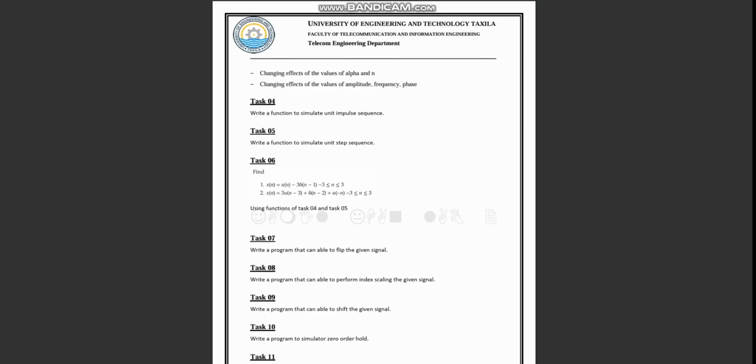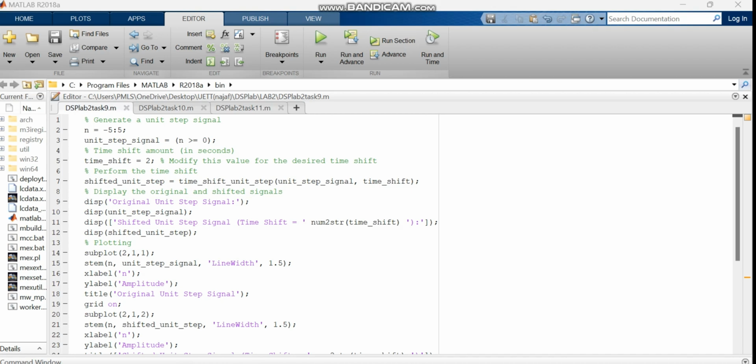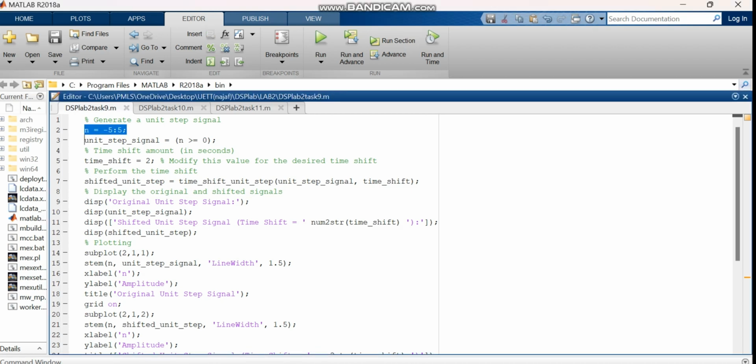In task number 9, we have been asked to write a program that is able to shift the given signal. Here in the code, the range for the unit step signal is from -5 to 5 and the factor by which we are time shifting the signal is 2.